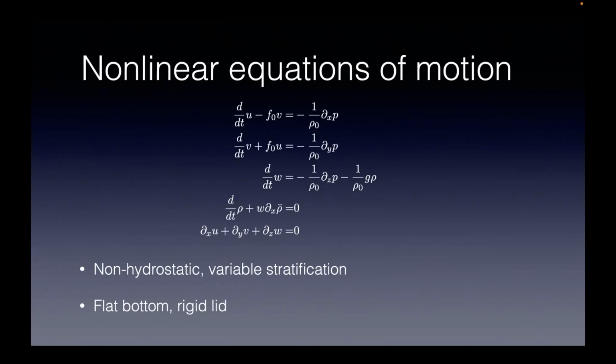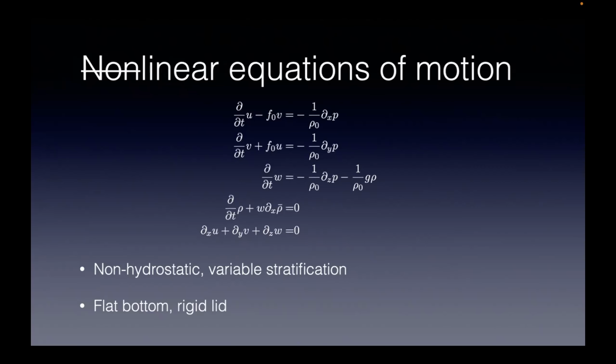The idea is, you start with a nonlinear set of equations of motion, and these are more simplified than what a lot of other people are doing, but this is non-hydrostatic, rotating, Boussinesq. The key innovation here is variable stratification, but we're still limited to a flat bottom and rigid lid, although we've relaxed the rigid lid condition recently.